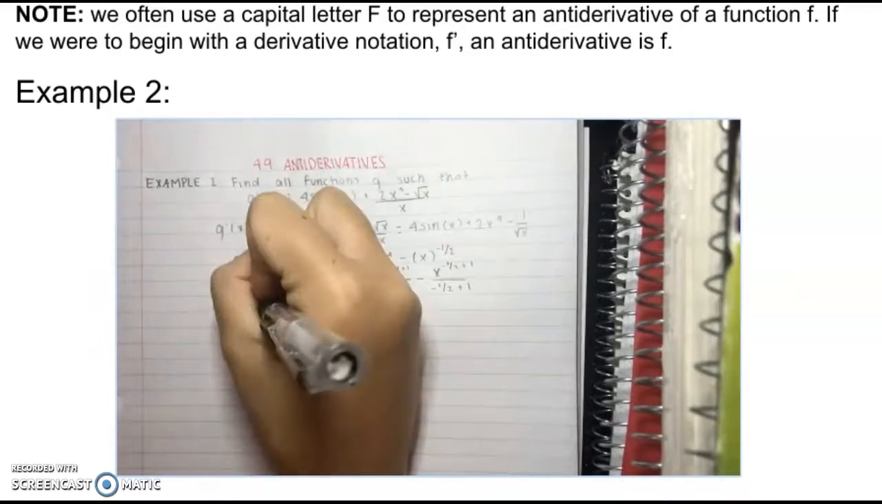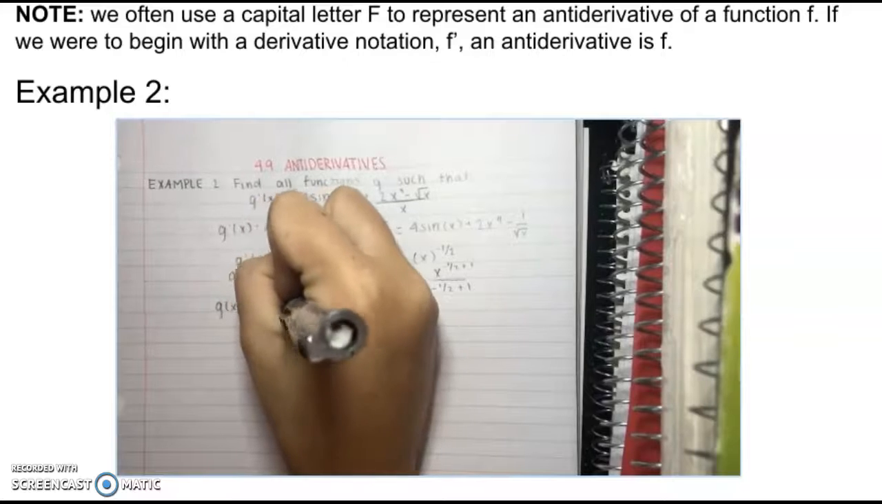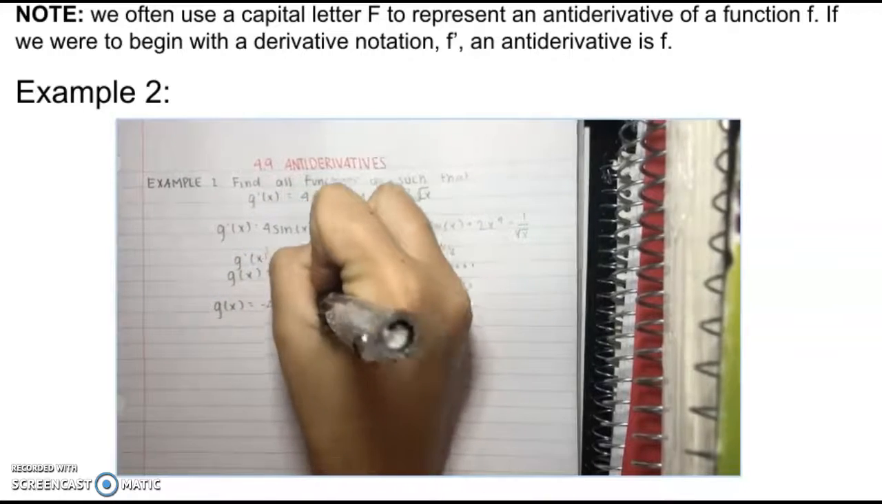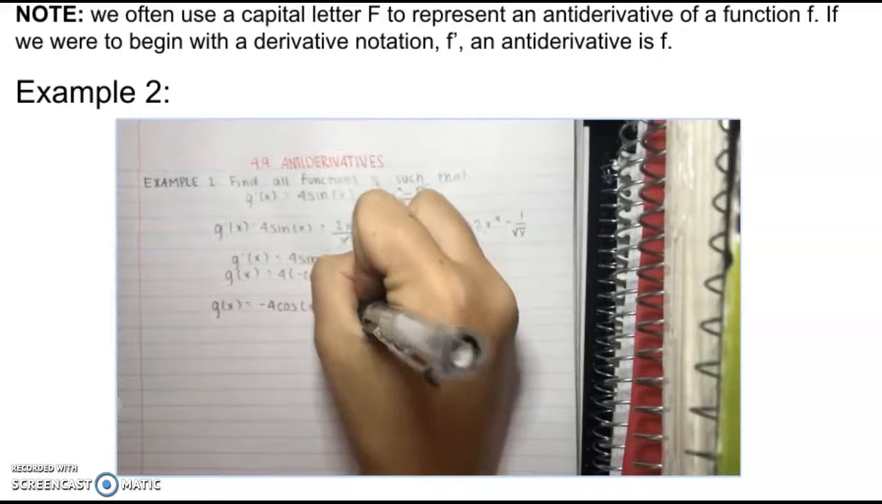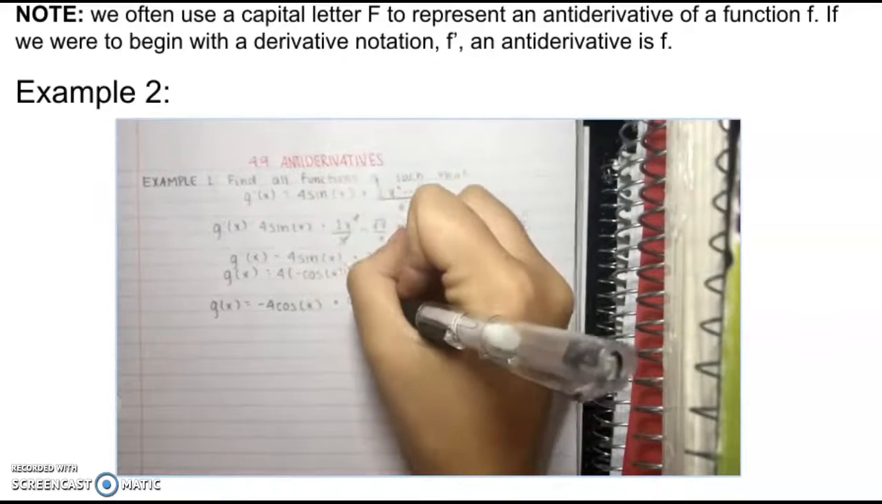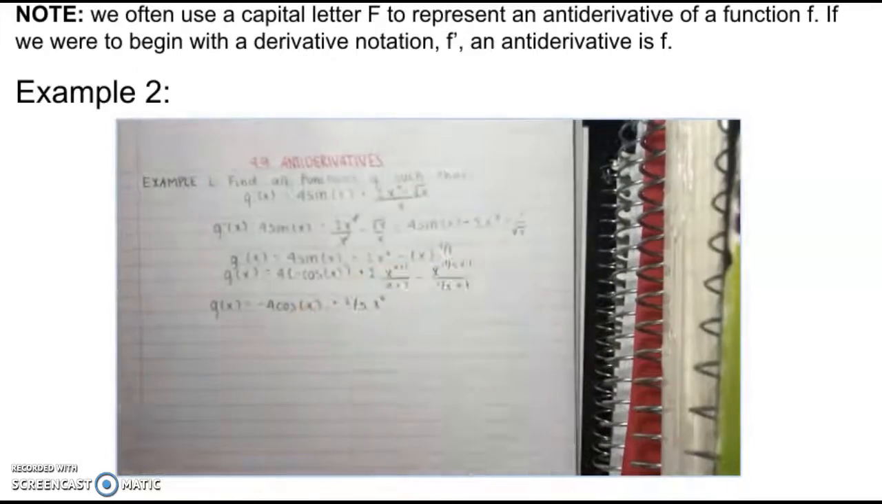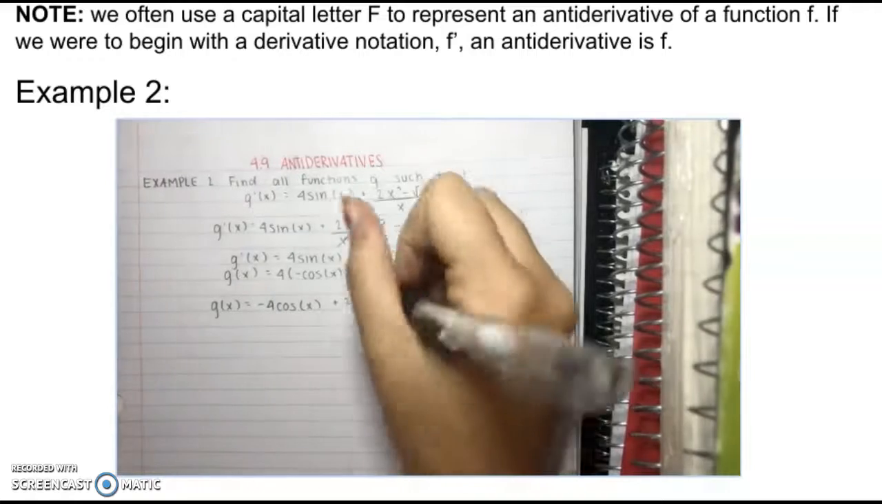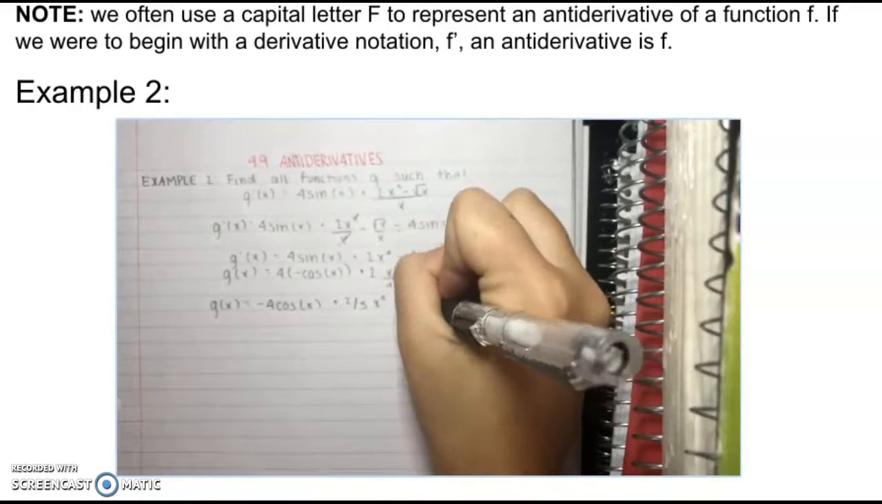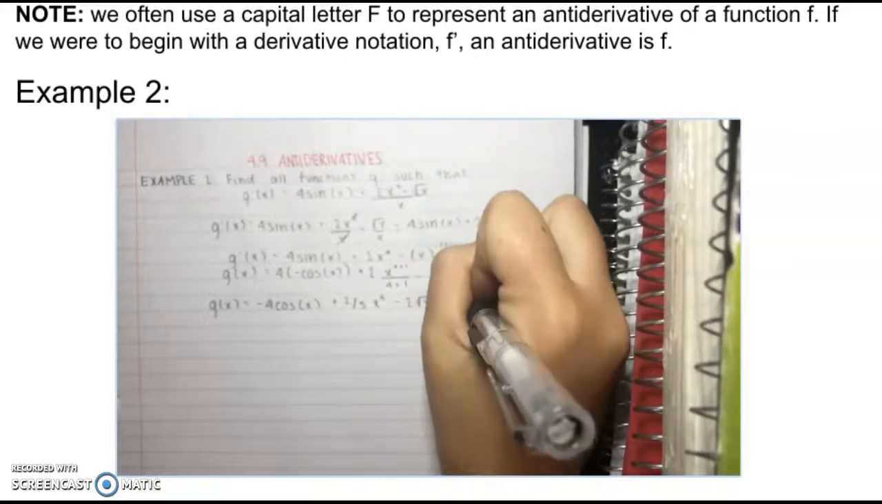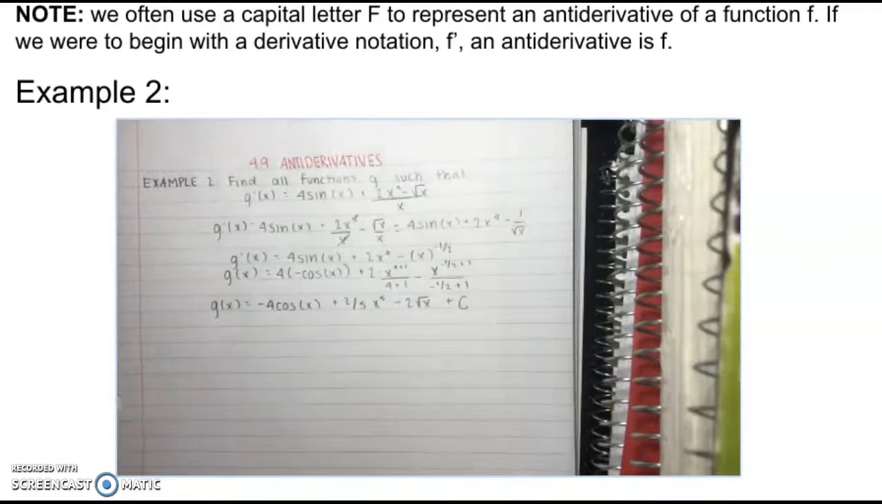Now, to rewrite this and simplify it to get the final, we do g of x equals negative 4 cosine x plus 2 over 5 x to the fifth minus 2 square root x plus c. Don't forget the c.